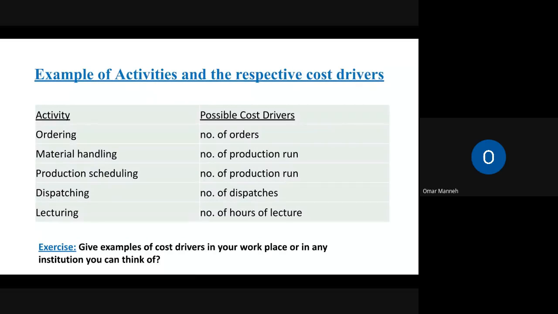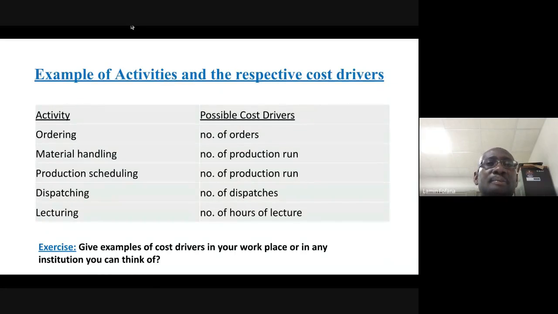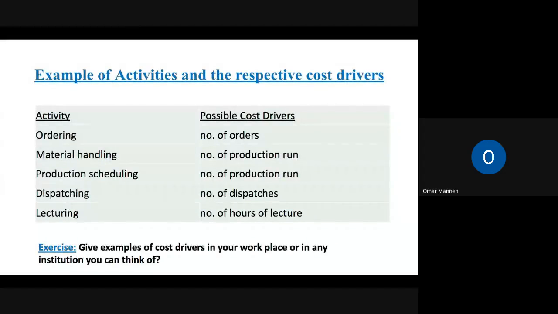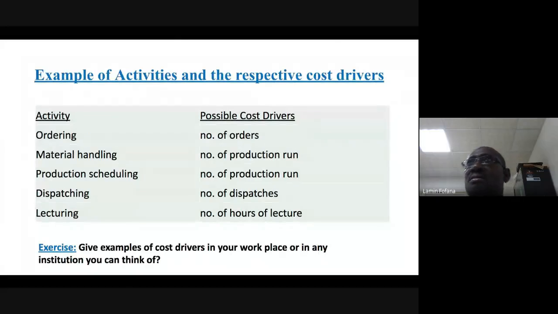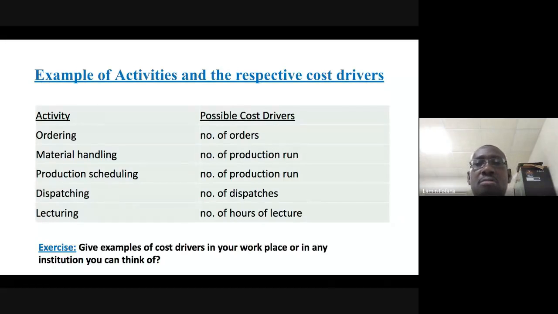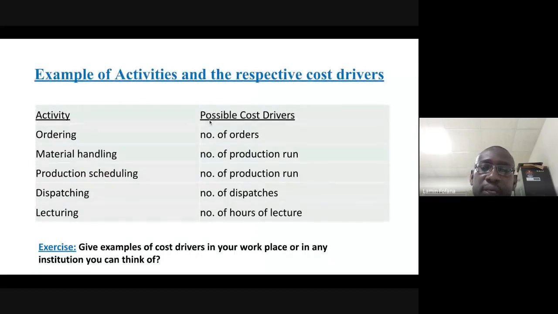Yes, can one call the cost driver as cost per unit? No, the cost per unit will be the cost driver rate. The cost driver will be the unit you are talking about, the unit of measure. Exactly, the unit of measure.